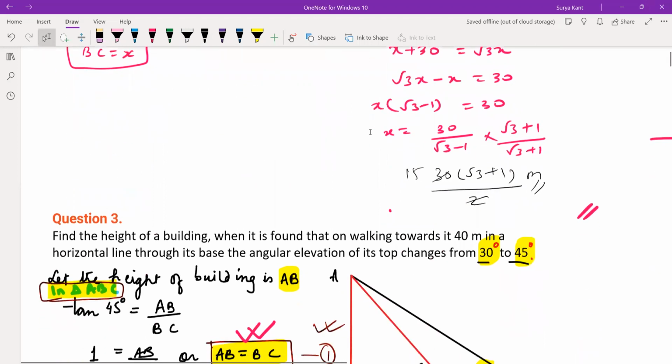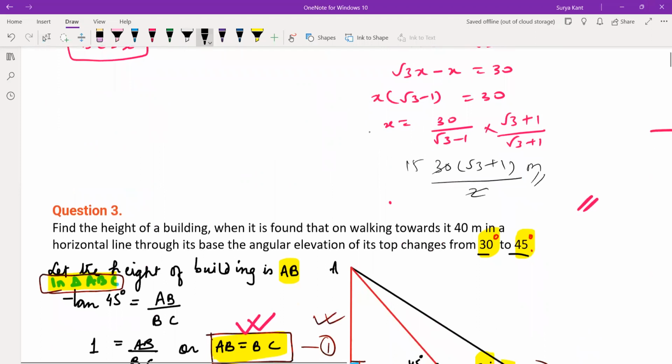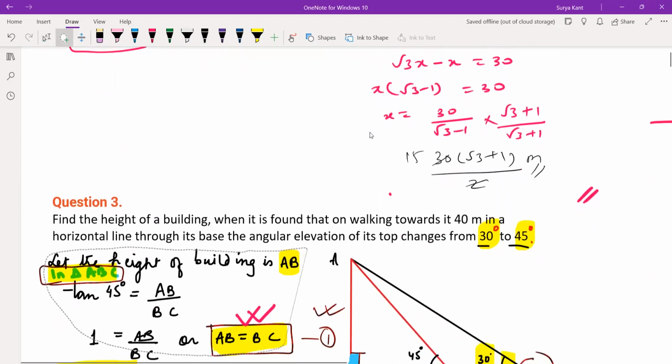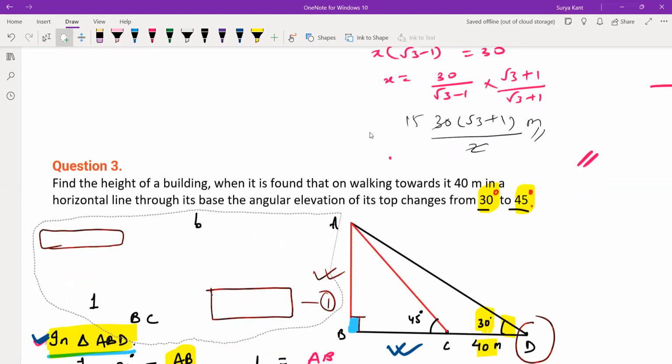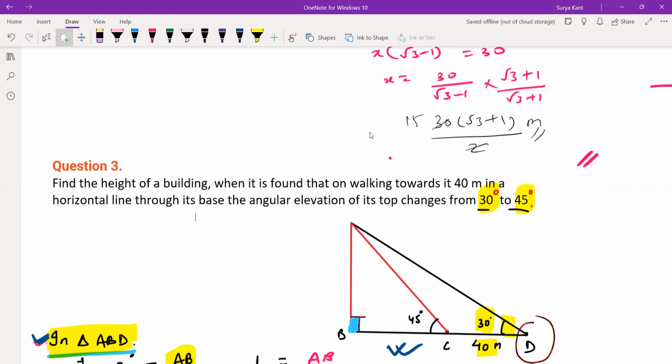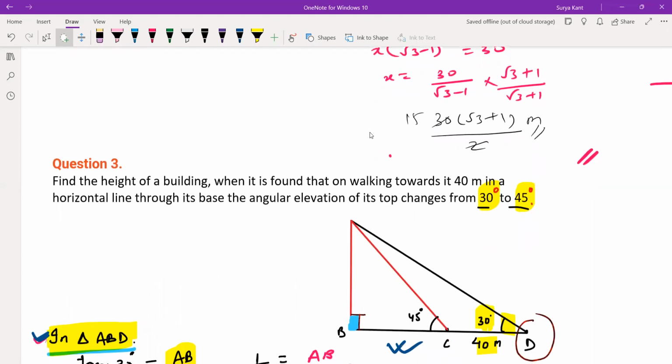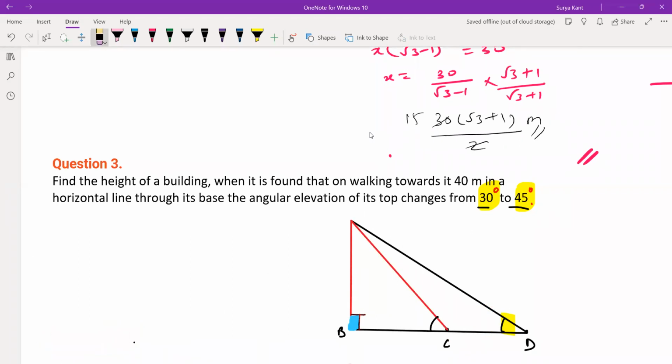Next question is, question number 3, you do now. See the question. Find the height of the building when it is found that on walking 40 meters in a horizontal line towards its base, the angular elevation of its top changes from 30 degrees to 45 degrees. Just try to understand what is given in the question and what you have to find. The figure is almost drawn for you, but don't look at that. Try to do it by yourself.